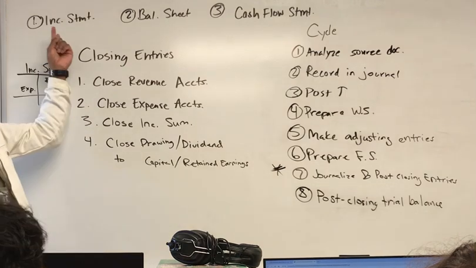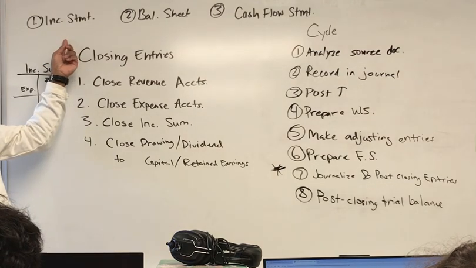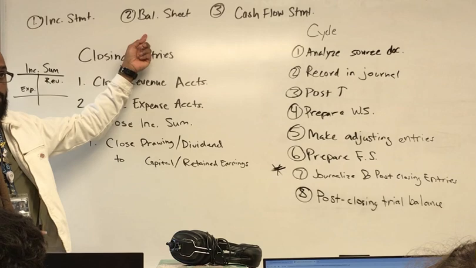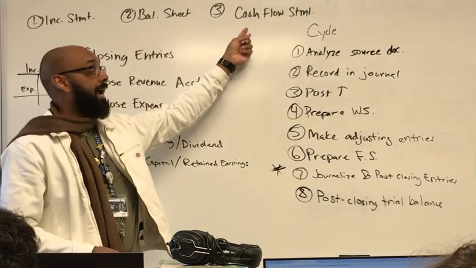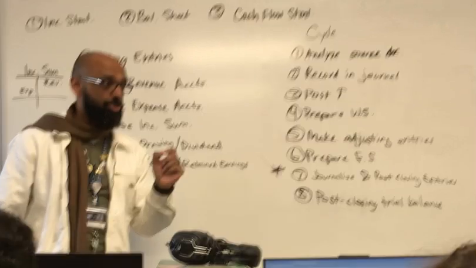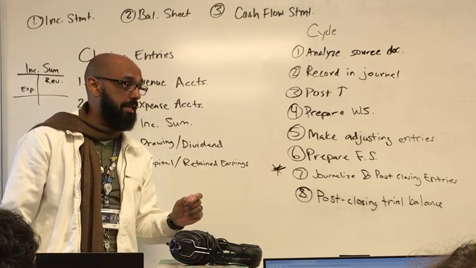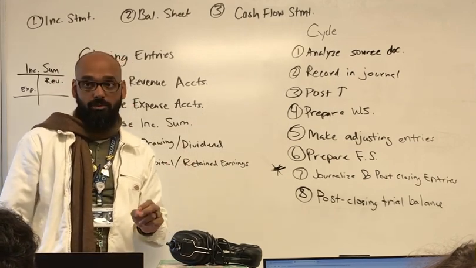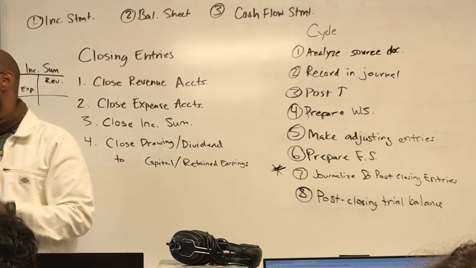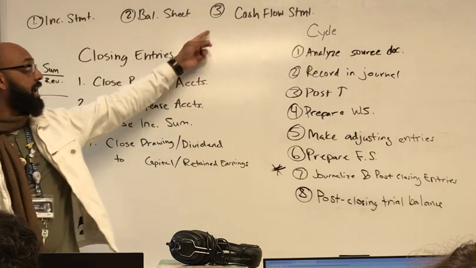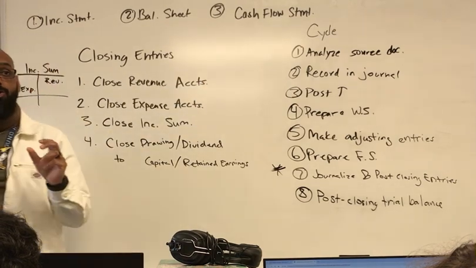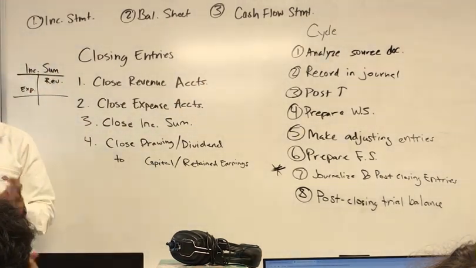Now, remember, the income statement shows the profitability of a company during a period of time. Balance sheet shows the financial strength of a company at a moment in time. And the cash flow statement shows a company's ability to generate cash. So the statement of cash flows, or the cash flow statement, is showing the company's ability to generate cash.